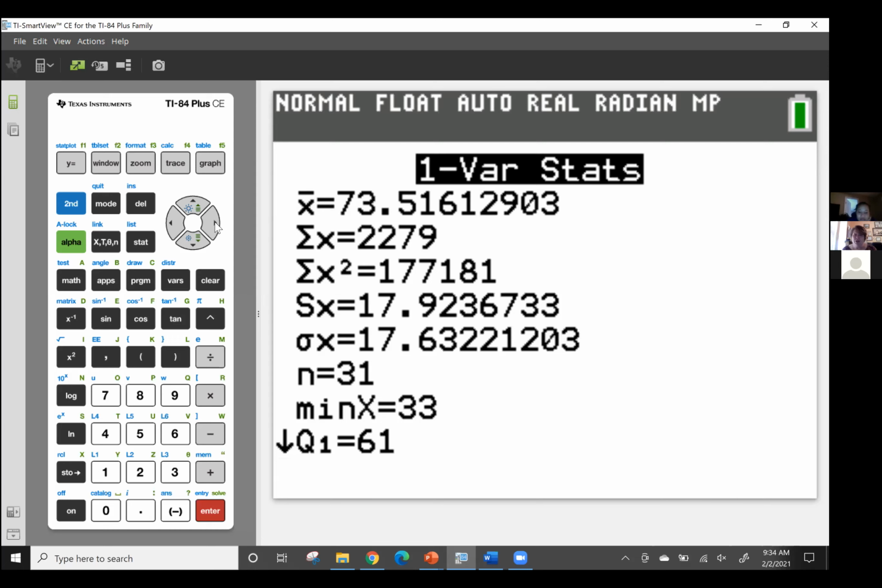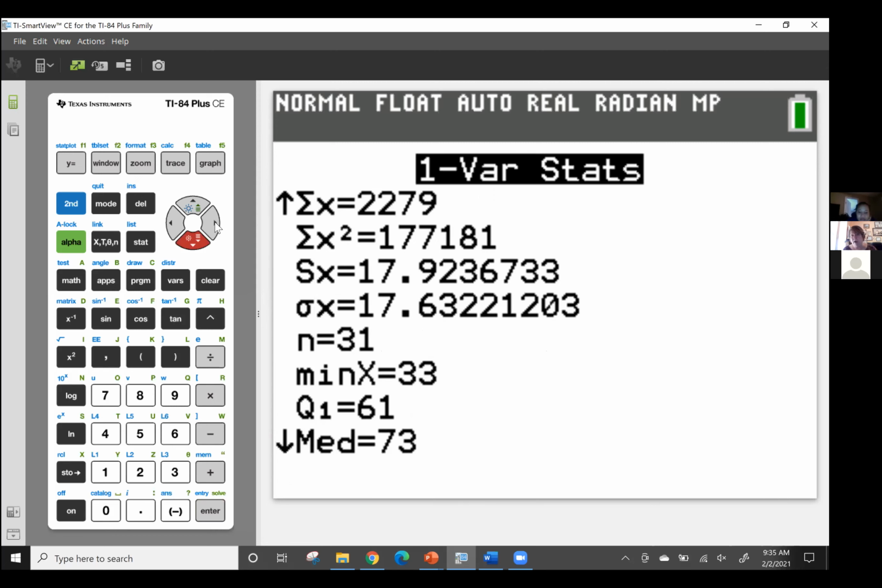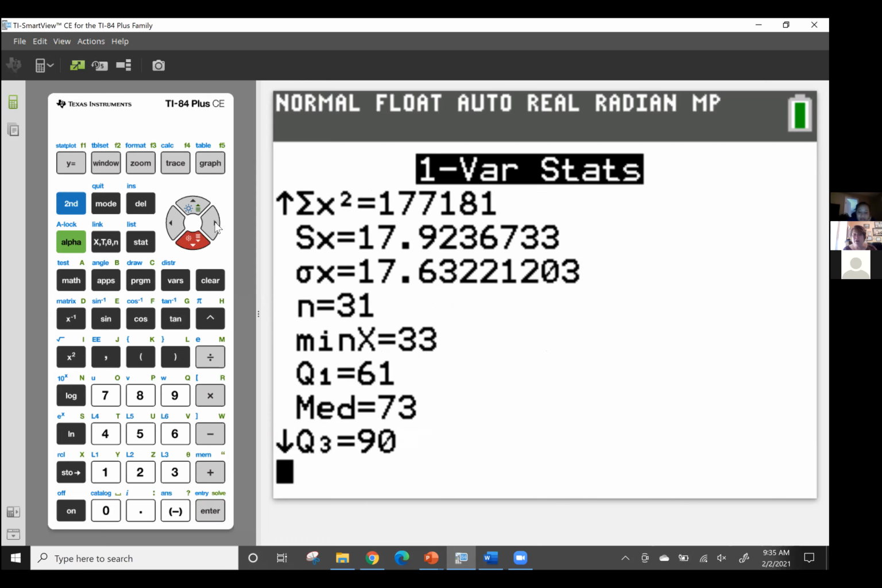Remember, the standard deviation is a measure of how much each data point deviates from the mean. So the mean being 73.5, it's a measure of how much each of these points deviate from the mean. We can see from our data that the minimum value was 33. Our first quartile was 61. That means 25% of our data values are below 61. The median was 73, which means that half of our data is below 73 and half of it's above.